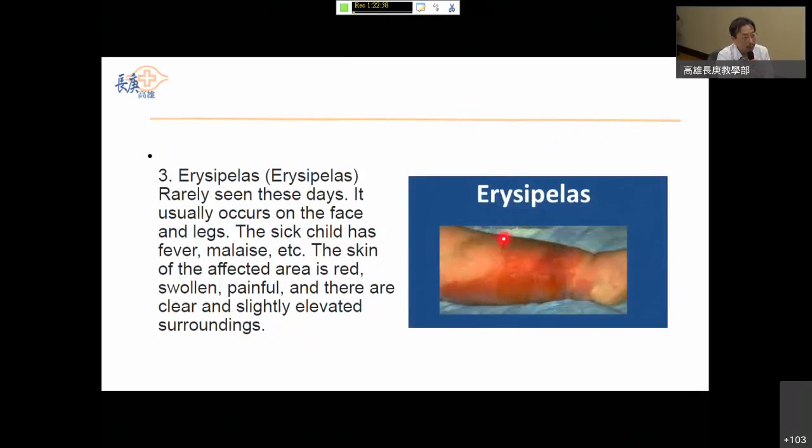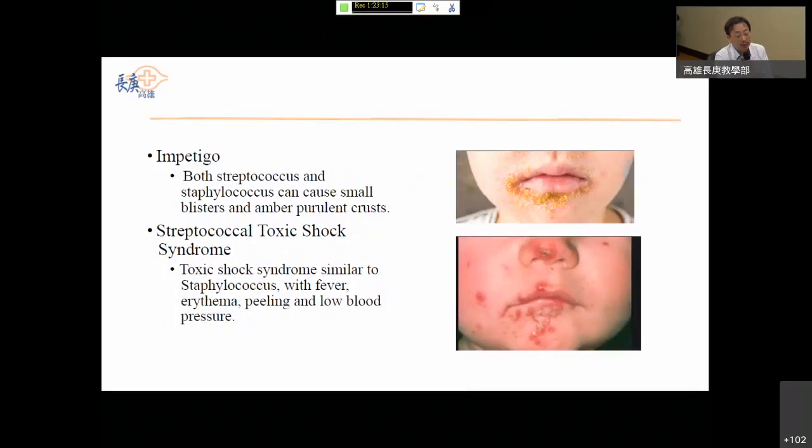The second disease caused by streptococcus is what we call erysipelas. As we can see from the pictures, it is an infection of the skin. The affected area is red, swollen, and painful. The border is very clearly cut and slightly elevated compared to the surrounding skin. This is erysipelas, and we also have to note it is caused by streptococcus bacteria.